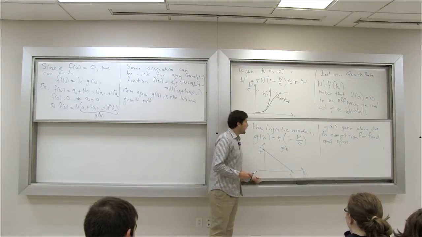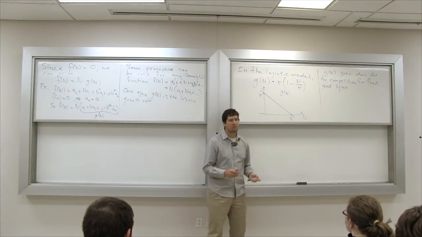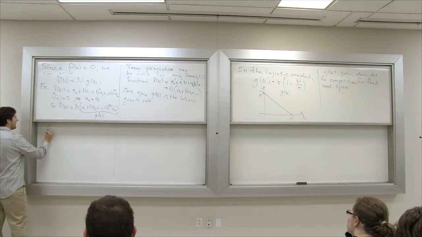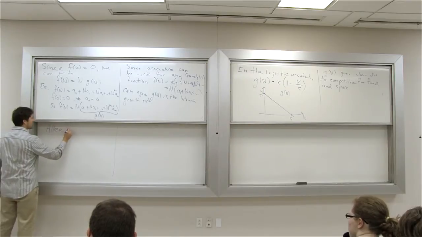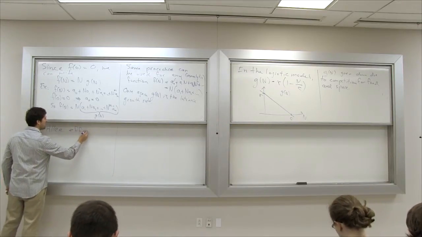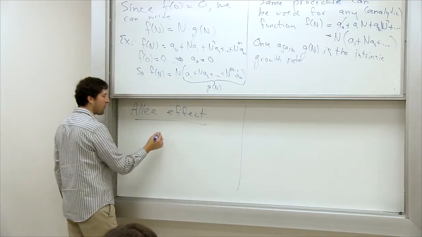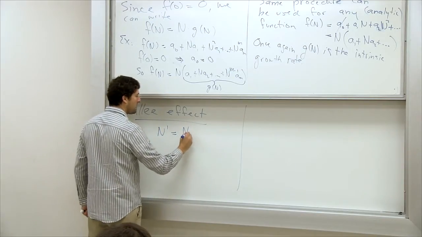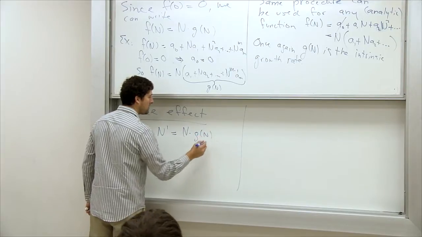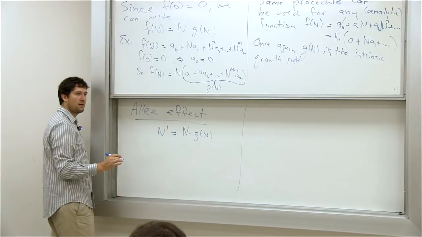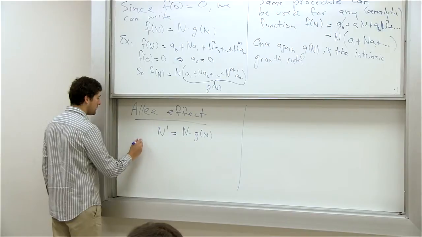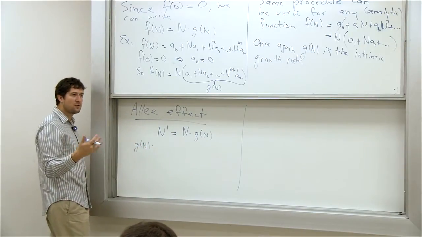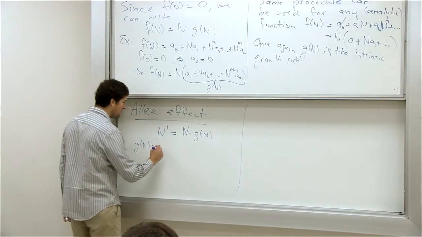Now, I just want to say one last thing about this type of function, and that is something called the Allee effect. Once again, we have a population model of the form n prime is equal to n times g of n, where g of n, again, is the happiness level of the individuals, or the intrinsic growth rate.